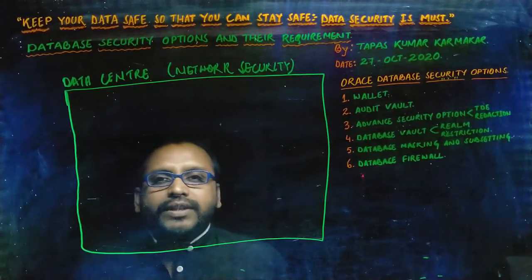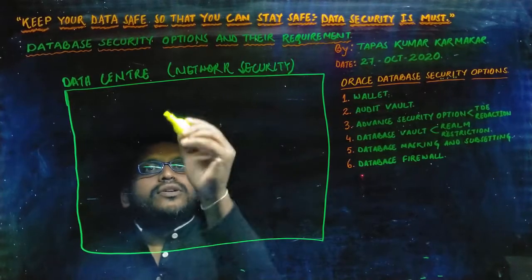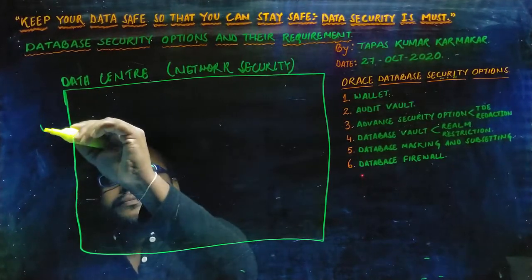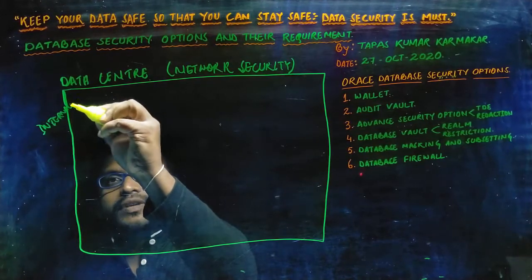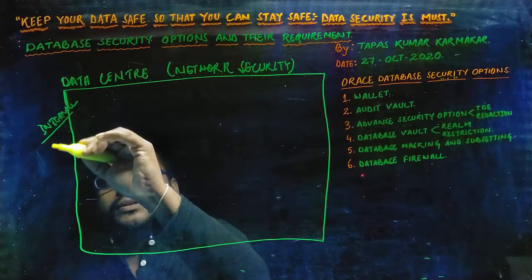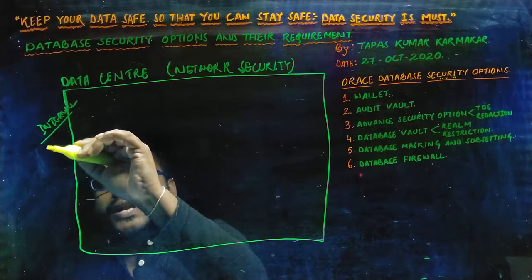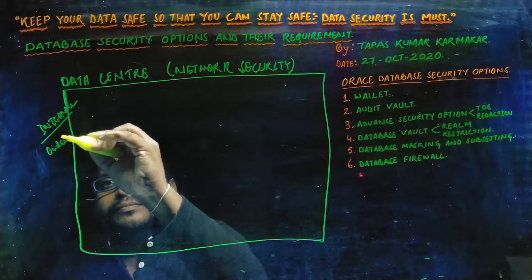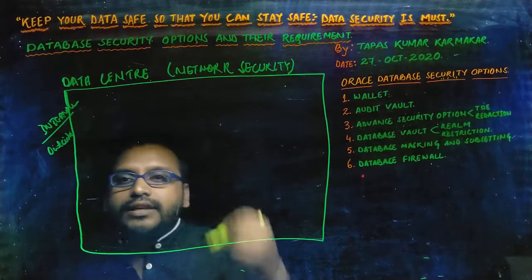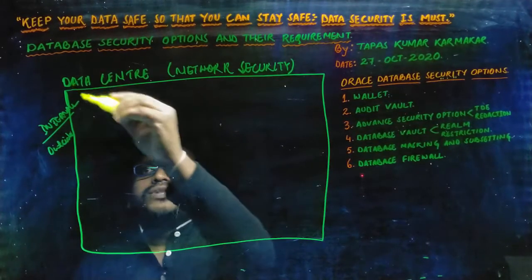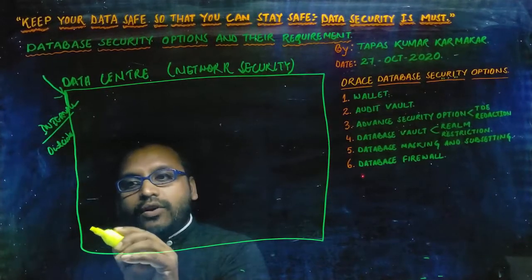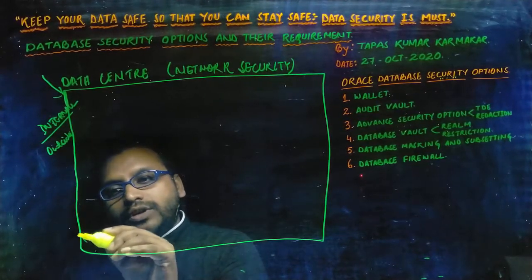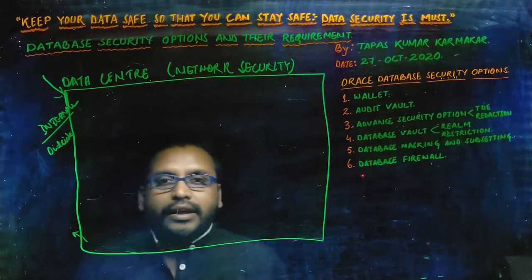Why do you apply network security? So that your internal network and your outside network get secure, so that an outside person does not have direct access, and from the internal network also they cannot go to the outside network without bypassing the firewalls.